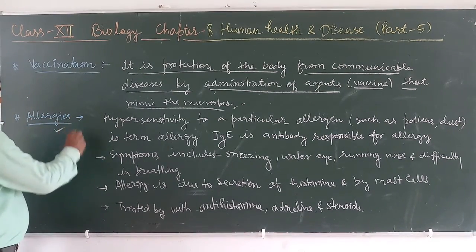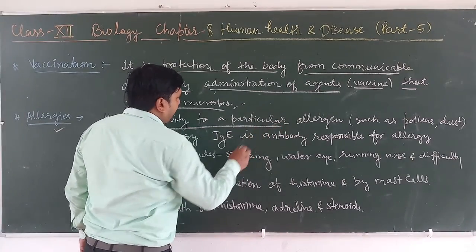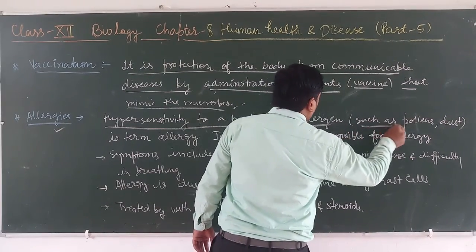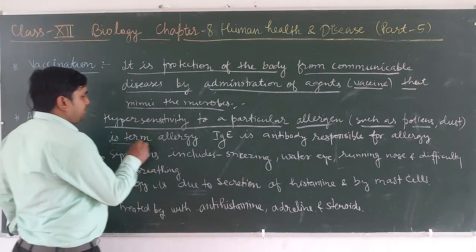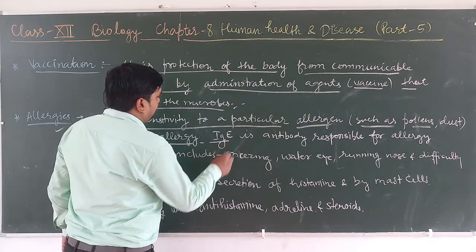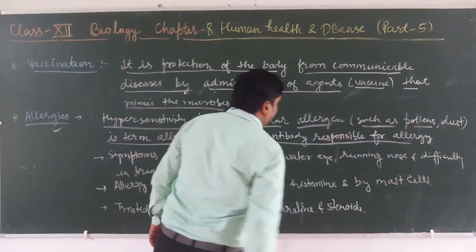Next one is allergy. Allergy is the hypersensitivity to a particular allergen such as pollen and dust. Immunoglobulin E is the antibody responsible for allergy.